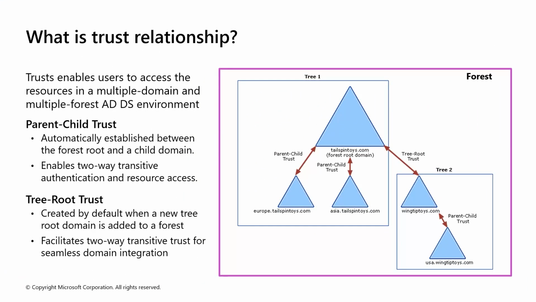In this topology diagram, we can see parent-child trust in tree 1. And we can also see tree root trust between tree 1 and tree 2.